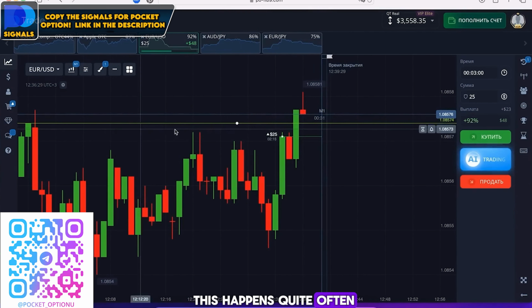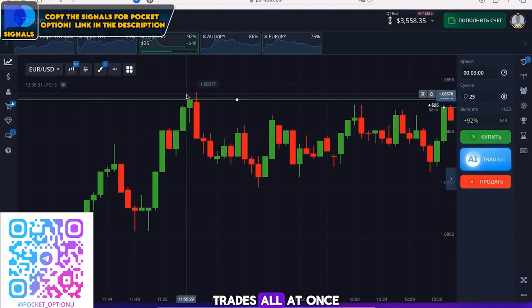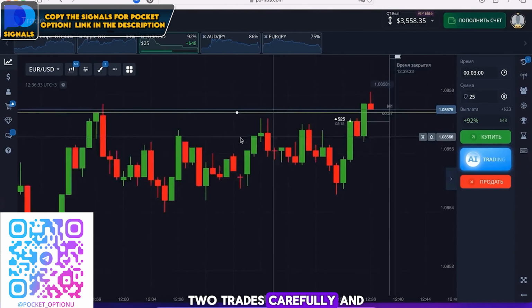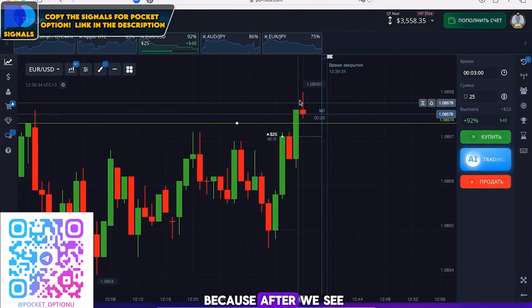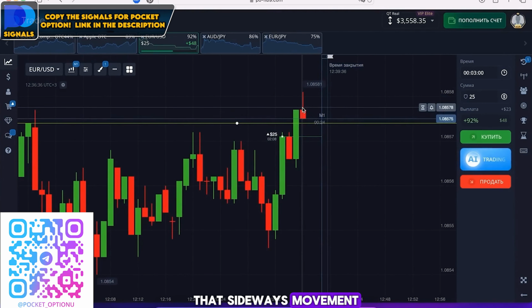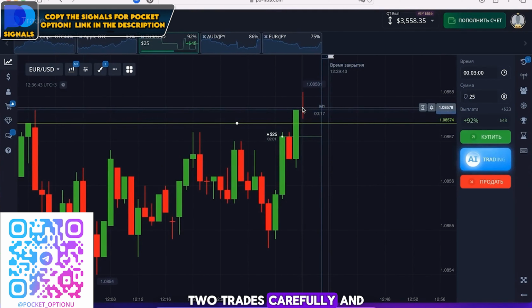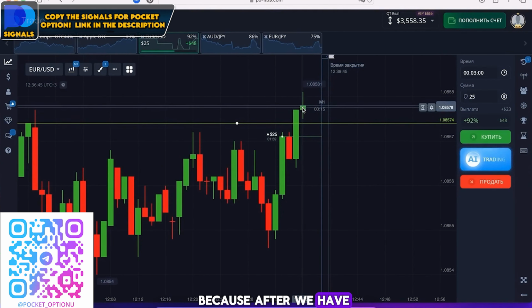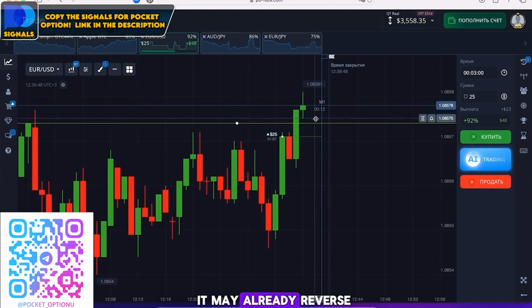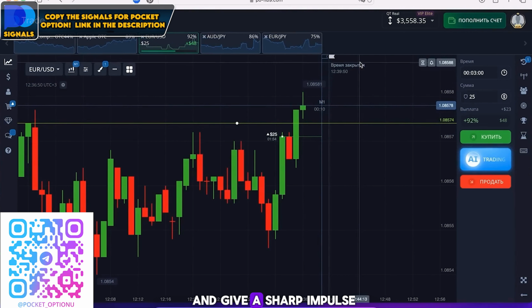This happens quite often, so don't rush to open a ton of trades all at once. Just open 1 or 2 trades carefully, and that's it. Because after we see that sideways movement, it might reverse from the bottom and give a sharp impulse.